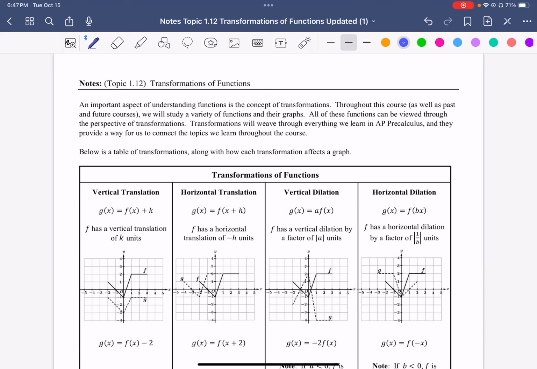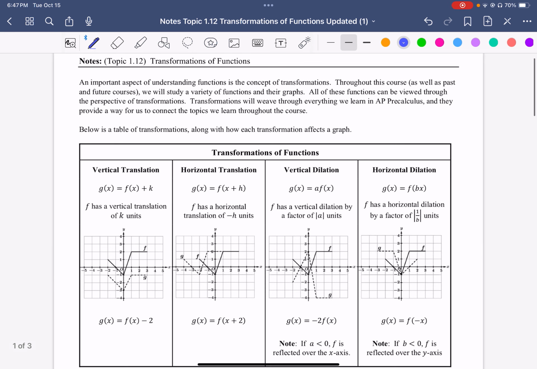Today we're going to be talking about topic 1.12, transformations of functions. An important aspect of understanding functions is the concept of transformations. Throughout this course, as well as past and future courses, we will study a variety of functions and their graphs. All of these functions can be viewed through the perspective of transformations. Transformations will weave through everything we learn in AP Precalculus, and they provide a way for us to connect the topics we learn throughout the course.